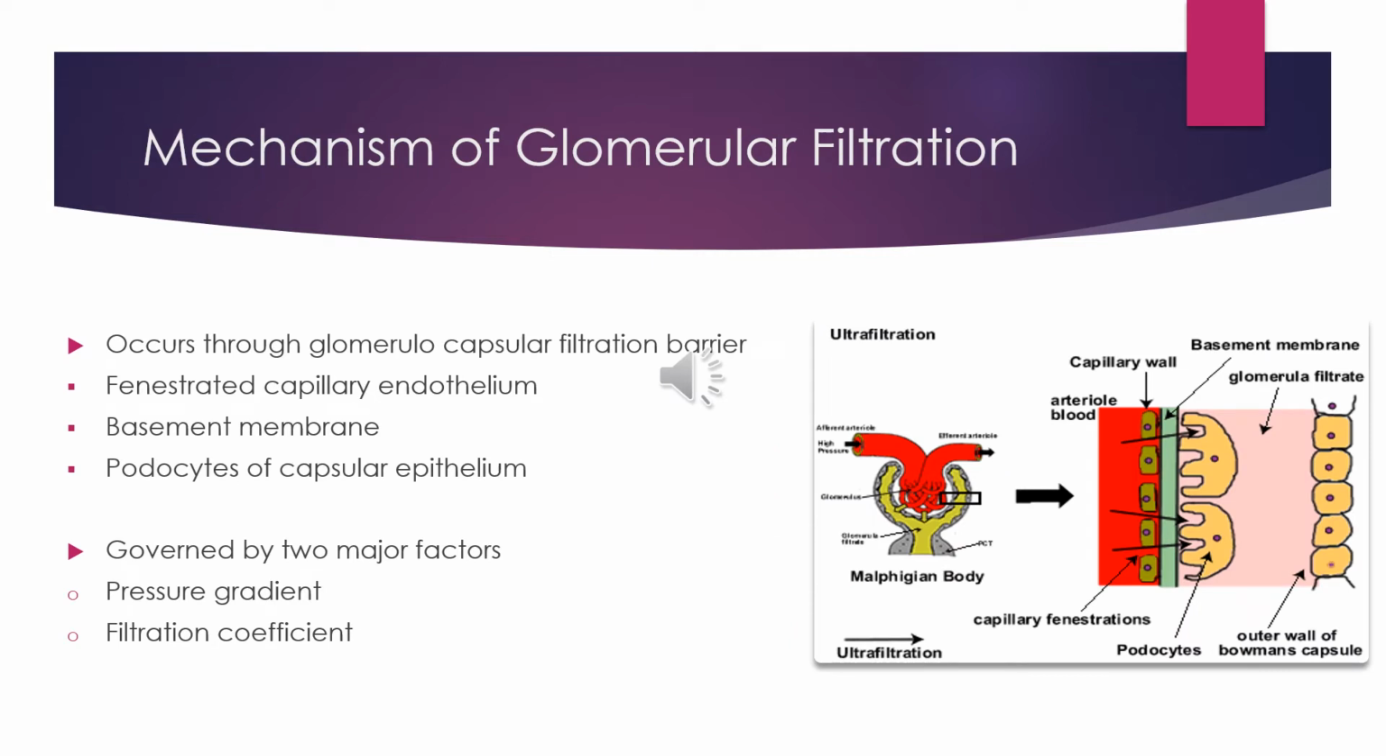Now, the mechanism of glomerular filtration. This glomerular filtration occurs through glomerular capsular filtration barrier, which we have already studied in the earlier class. So this barrier consists of capillary endothelial cells, basement membrane, and podocytes of the epithelial cells of Bowman's capsule. And this filtration is governed by two major factors: the pressure gradient across the glomerular capillary wall and the filtration coefficient. So now let's see what these are.